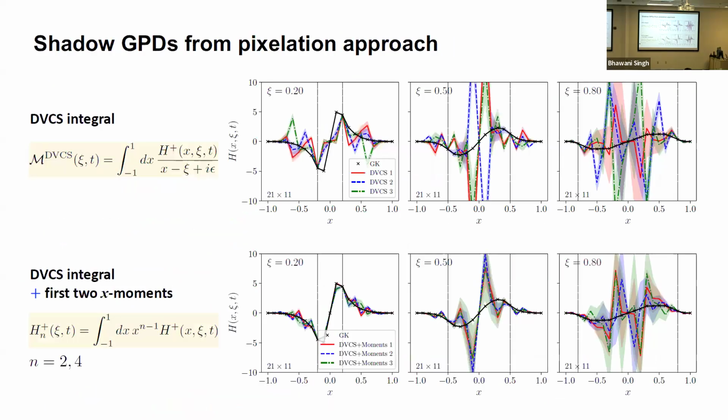But then, if we also include some extra observables, something like the x moment integrals of GPDs, which can be obtained from other sources, like the form factor constraints and the lattice QCD calculations, it turns out that this is not sufficient. The resulting GPD still can have a large fluctuation with respect to the original GPD models shown by the black lines.